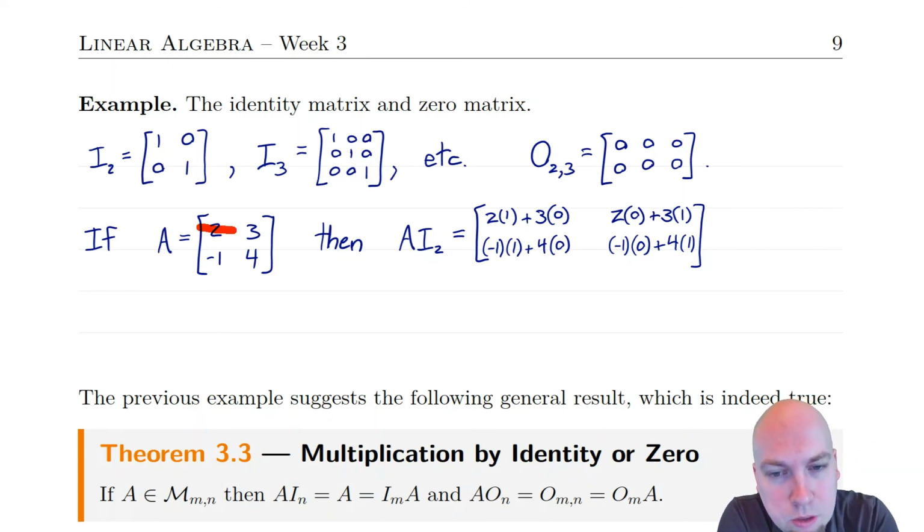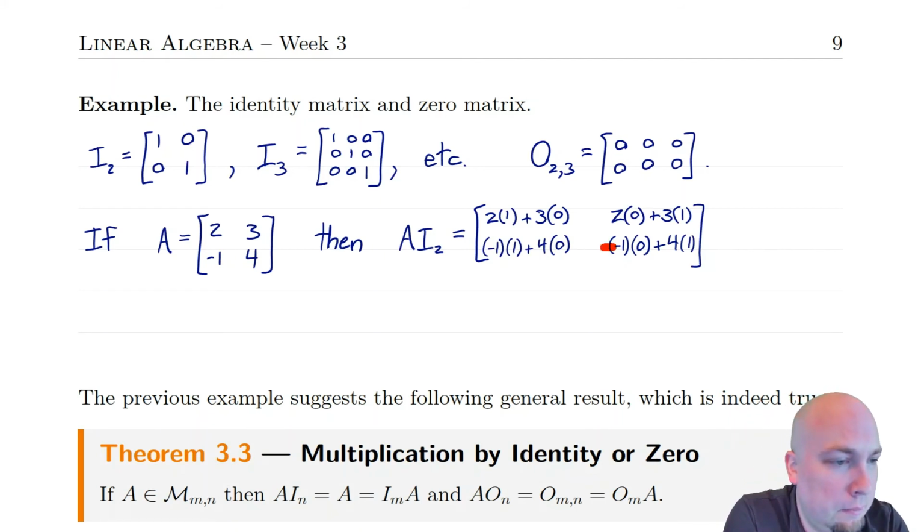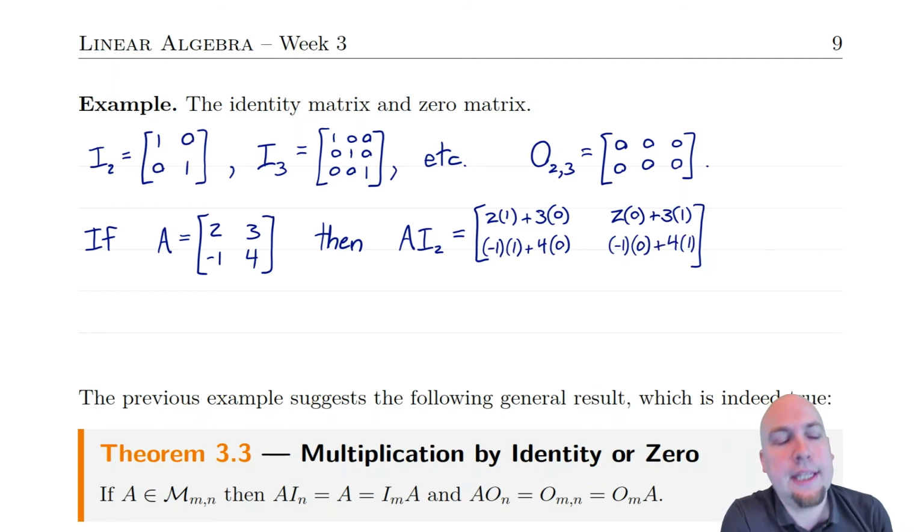rows of A dotted with columns of the identity matrix. So 2, 3 dotted with 1, 0. And then 2, 3 dotted with 0, 1. And then minus 1, 4 dotted with 1, 0. And then minus 1, 4 dotted with 0, 1. And then you just compute all of those things.